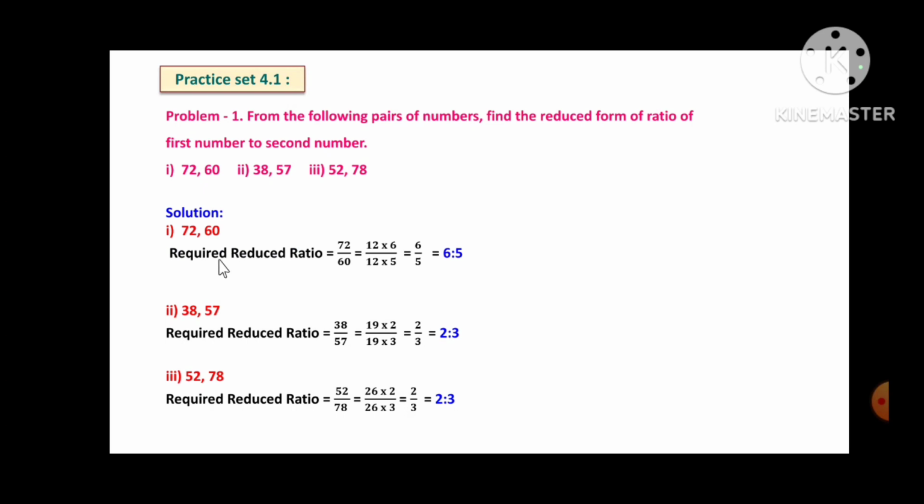72 is to 60. The required reduced ratio will be 72 upon 60. 72 can be written as 12 into 6 and 60 can be written as 12 into 5.